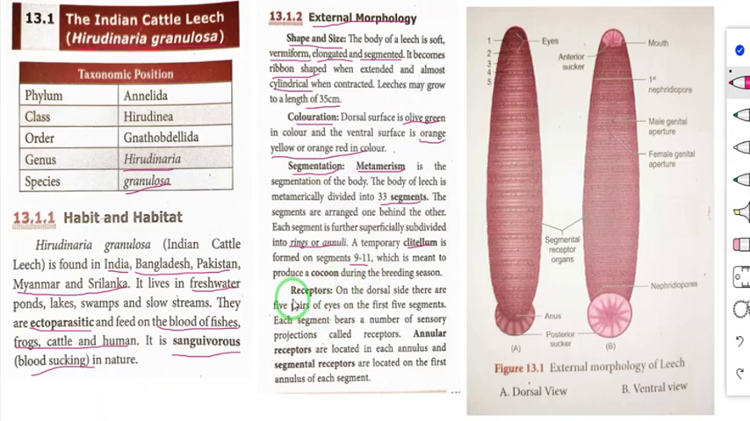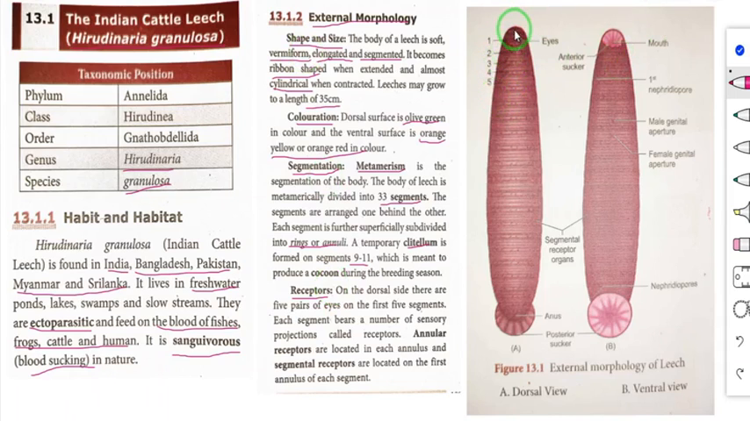The next one is receptors. On the dorsal side, there are 5 pairs of eyes on the first 5 segments. Receptors, that is the eyes. How many pairs of eyes? 5 pairs of eyes are present on the dorsal side in the first 5 segments, 1, 2, 3, 4, 5.